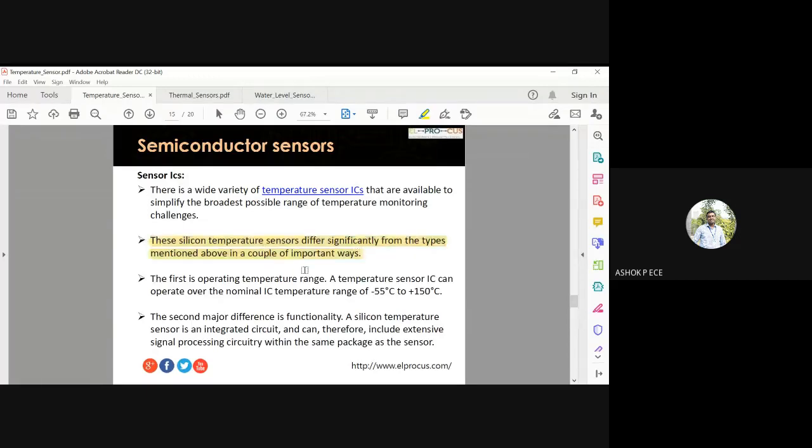You have several parameters of these chips, right? First one is the operating temperature range. It can range from minus 55 to 150. In this range, it can accurately detect the temperature value to 2 decimal points. The second major difference is functionality. The silicon temperature sensor is an IC, and therefore you can use it along with the same package. Additionally, you need not have any other device attached. You can use the same device for completely measuring the temperature.